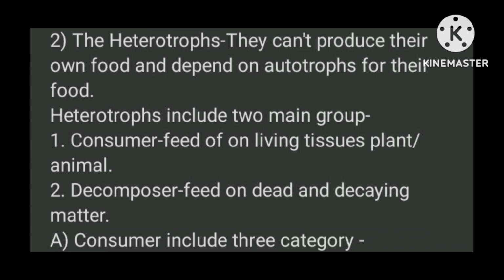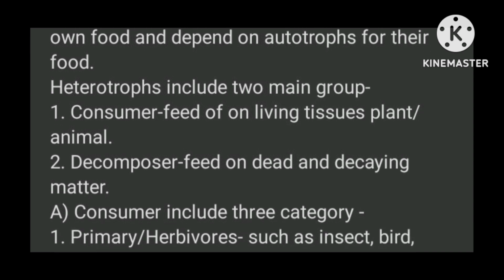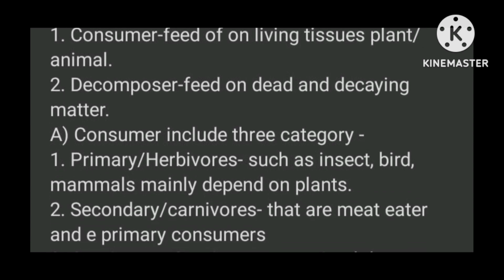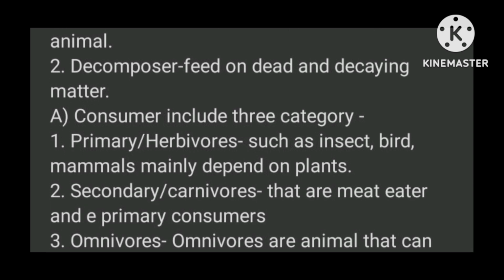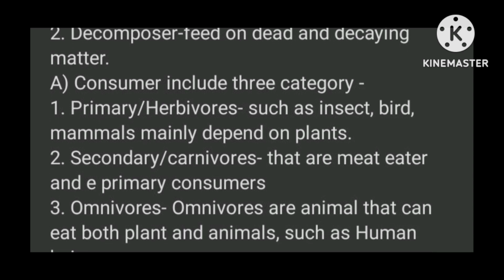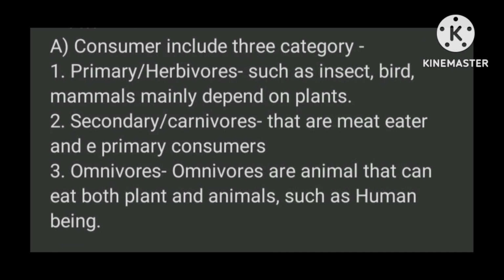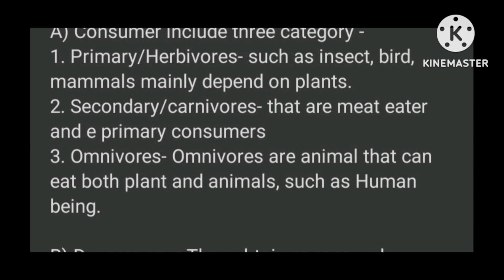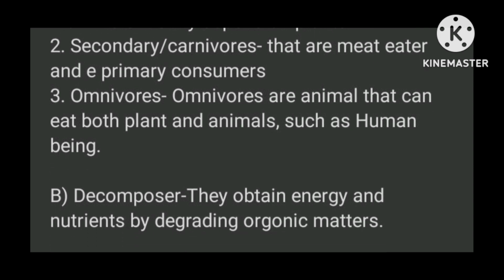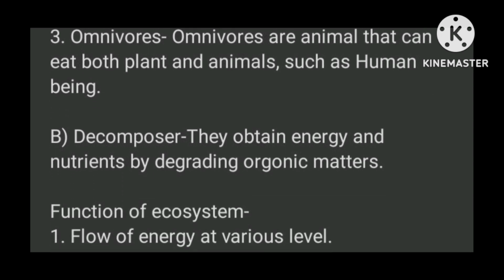First, consumers feed on living tissues, plants and animals. Second, decomposers feed on dead and decaying matter. A consumer includes three categories. First, primary herbivores, such as insects, birds, and mammals, mainly depend on plants. Second, secondary carnivores, which are meat eaters and eat primary consumers. Third, omnivores. Omnivores are animals that can eat both plants and animals, such as human beings.